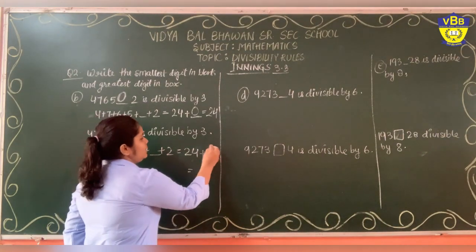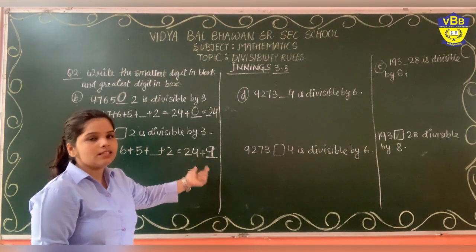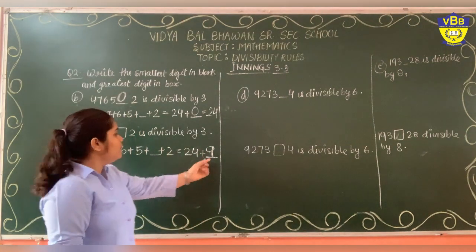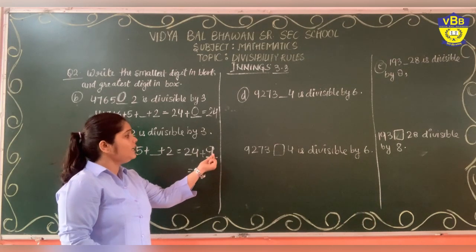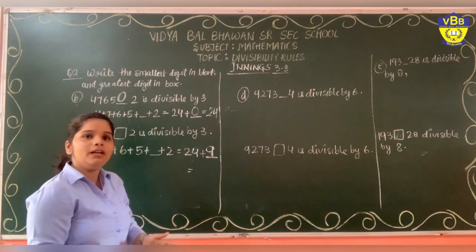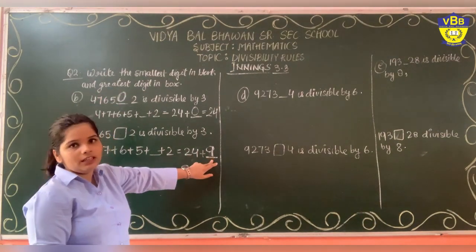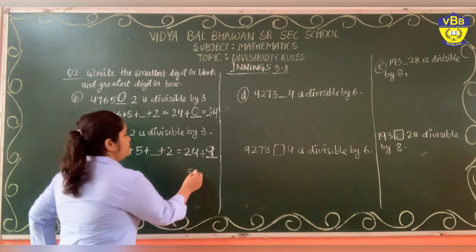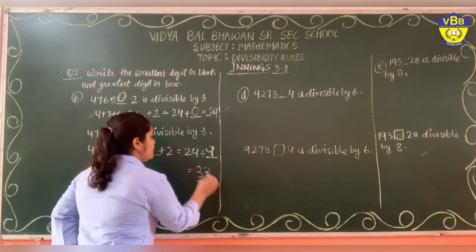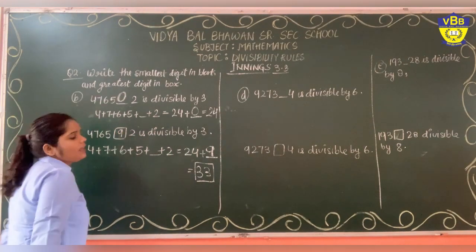So the answer here is 9. We are not writing 8 or 7 or 6, because if you write 6 here, 24 plus 6 becomes 30, which is divisible by 3, but we want the greatest digit, and the greatest single digit possible is 9. So it is 33, which is divisible. The answer in this box should be 9 only.